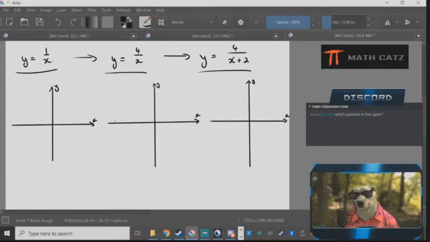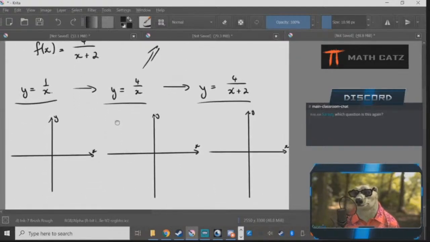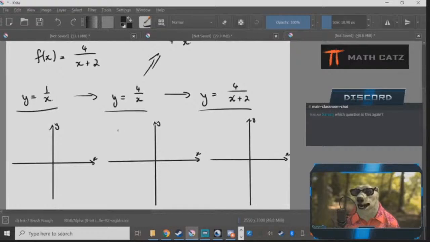This is problem 111, number 3. So, the basic graph, I should know now. It's in my library. Try and make it smooth. Oof, my laptop is very laggy right now.